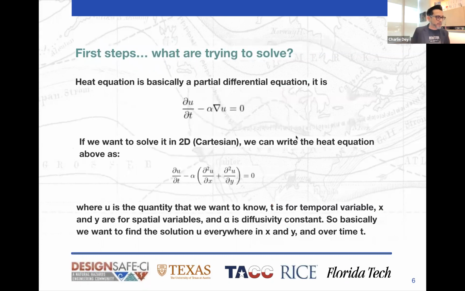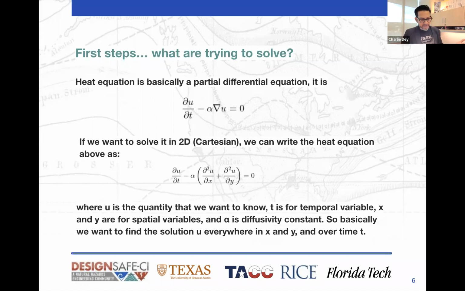Okay, so I'm going to go through some basics here first. First steps, what are we trying to solve? Well, we're trying to solve a heat equation. Basically, it's just a partial differential equation, right? And we are going to manipulate it into a 2D Cartesian axis system, so we all can see it. That is how we're going to translate it: du/dt minus some coefficient times (d squared u over dx squared plus d squared u over dy squared) equals 0. So that's what we're going to try and solve for.